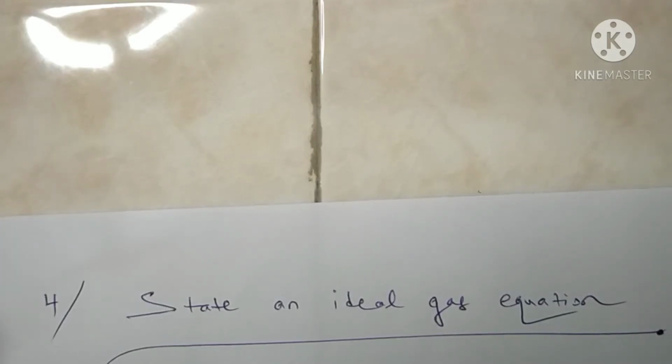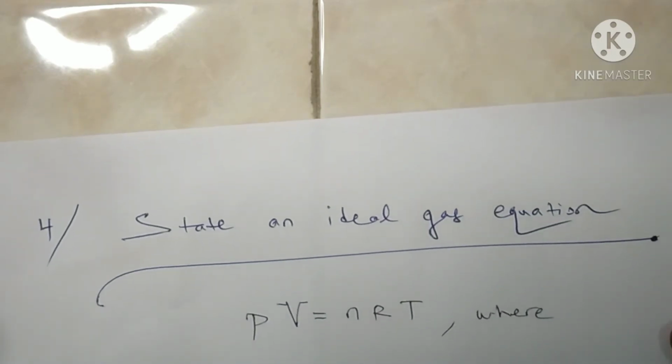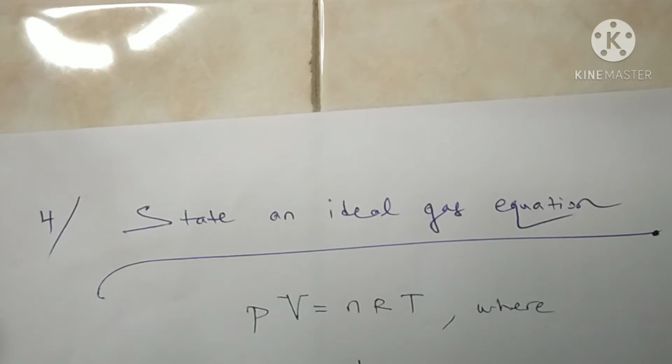State an ideal gas equation. It is PV equals nRT. P is pressure, V is volume, n is number of moles of the gas, R is molar gas constant, and T is absolute temperature.